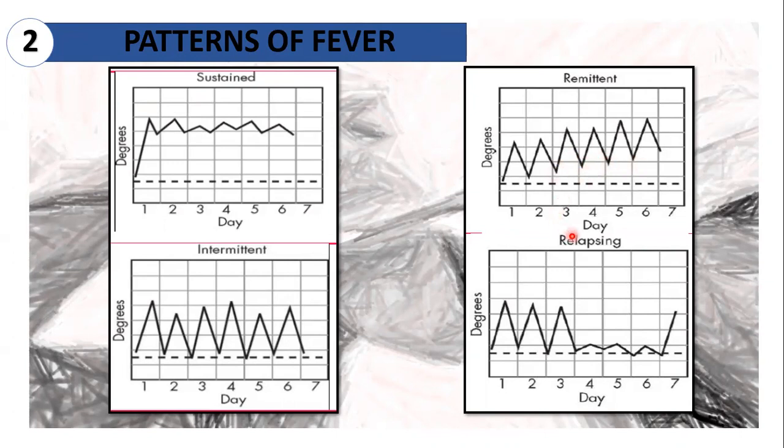And then relapsing, there would be febrile episodes followed by afebrile episodes and then a sudden occurrence of fever. Okay? So there is a period where you do not have fever. This is a characteristic of malignancy, Hodgkin's lymphoma. It is called the Pel-Ebstein fever. Okay? So remember, sustained is characteristic of lobar pneumonia, intermittent, malaria, remittent, typhoid fever, relapsing is for malignancy, Hodgkin's lymphoma.